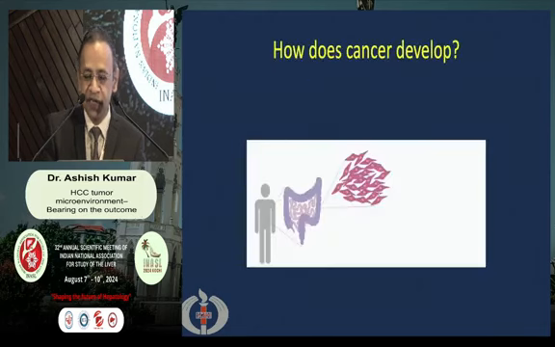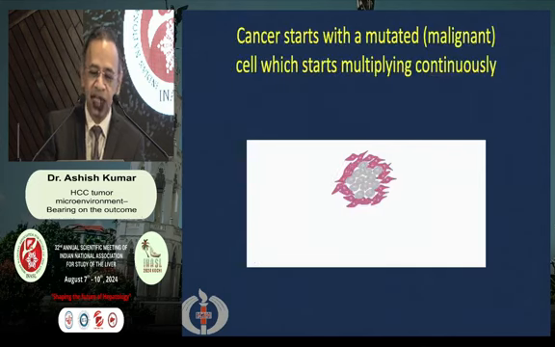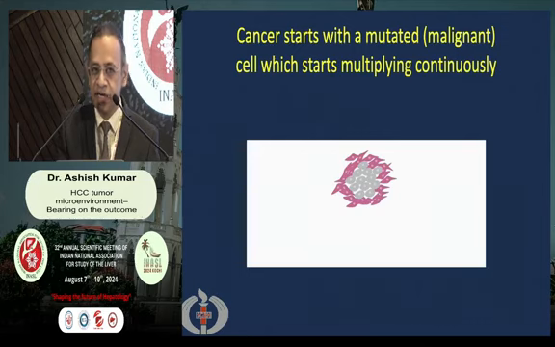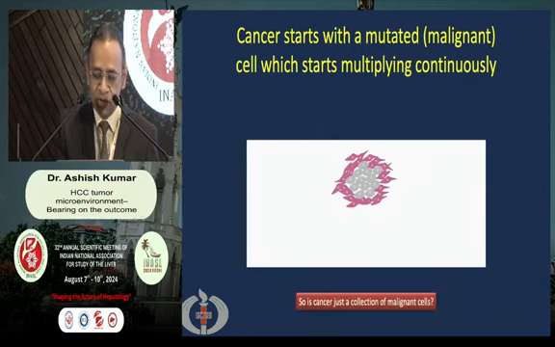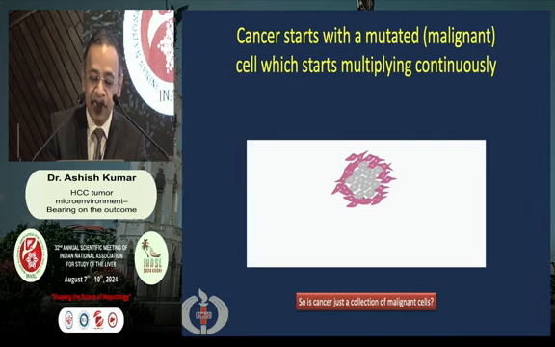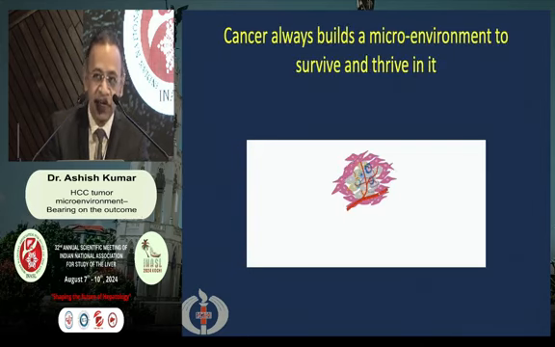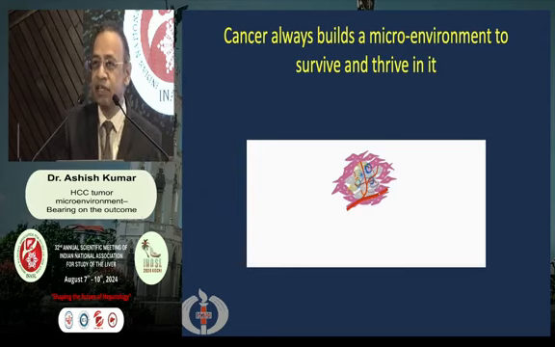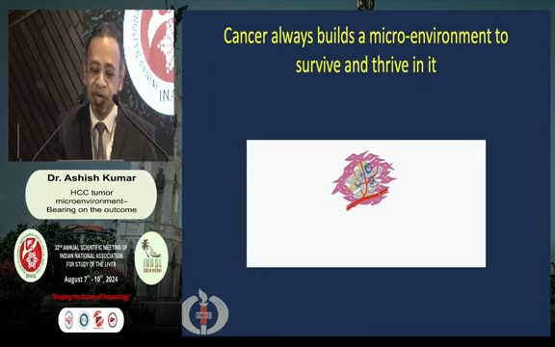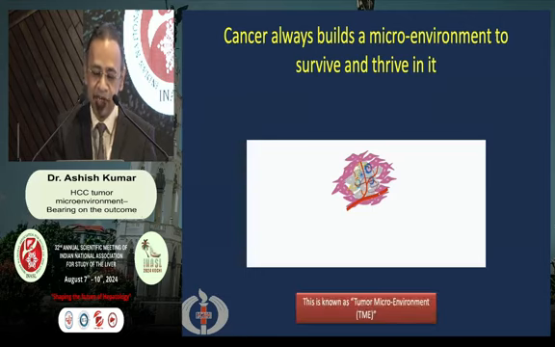So first let us understand how any cancer develops. Cancer starts with a mutated or a malignant cell which starts multiplying continuously. So is the cancer just a collection of those malignant cells? The answer is that it also builds a microenvironment around itself so that the cancer cells and the entire tumor can survive and thrive in it. This microenvironment is known as the tumor microenvironment.